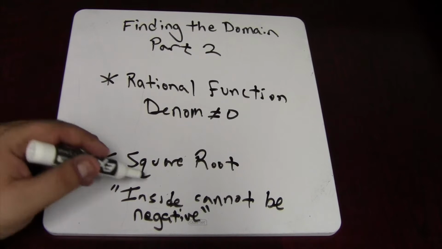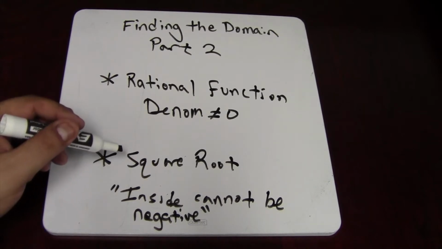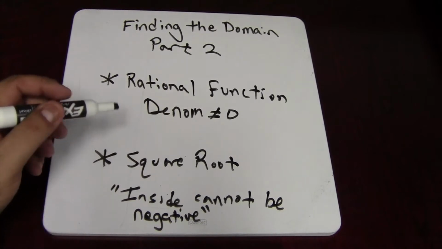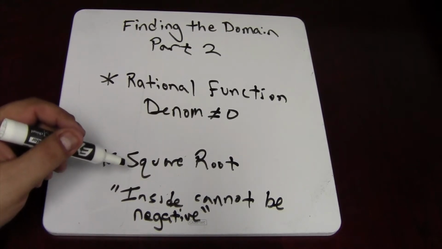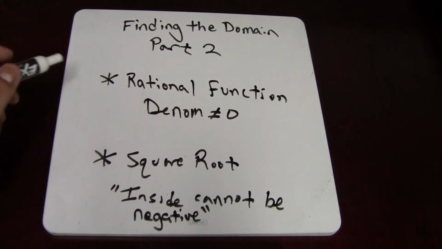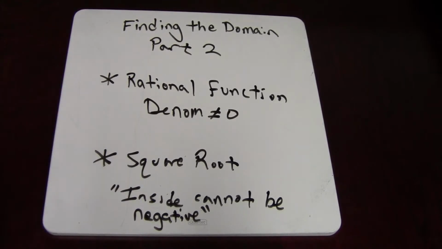And similarly, in a square root, we also have domain restrictions, and those restrictions are that the inside cannot be a negative value, okay? So we don't want negative numbers in the square roots, and we don't want zeros in the denominators, but in order to find the domain, we kind of have to figure out what those values are so we can exclude them.